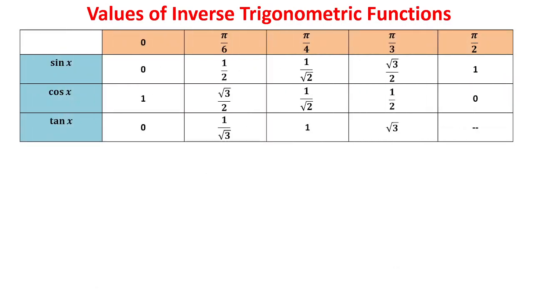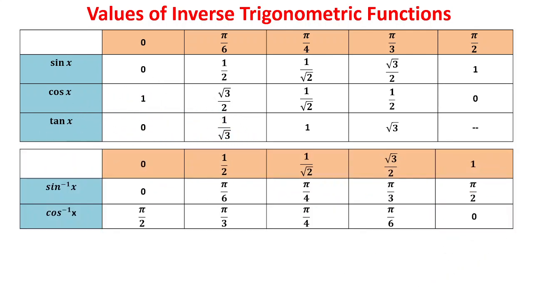Before we go further, let us see the values of inverse trigonometric functions. These are the values which we have seen in lower classes of sin x, cos x, tan x for 0, pi by 6, pi by 4, pi by 3, pi by 2. They are useful for doing problems. I am now making a table for sin inverse x. Sin inverse 0 is 0, sin inverse 1 by 2 is pi by 6, sin inverse 1 by root 2 is pi by 4, sin inverse root 3 by 2 is pi by 3, sin inverse 1 is pi by 2. Similarly, cos inverse 0 is pi by 2, cos inverse 1 by 2 is pi by 3, cos inverse 1 by root 2 is pi by 4, cos inverse root 3 by 2 is pi by 6, cos inverse 1 is 0.